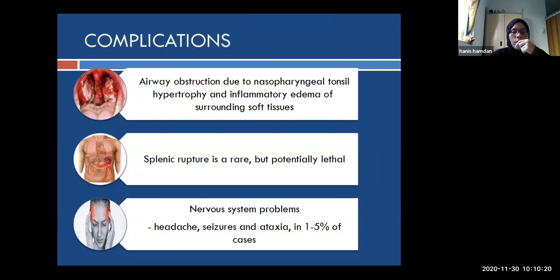Next are complications of infectious mononucleosis. First, the patient may have airway obstruction. Usually, airway obstruction is due to nasopharyngeal tonsil hypertrophy and inflammatory edema of the surrounding soft tissue. This can cause the patient to have breathing difficulty. Next, the patient also may have splenic rupture, but this is a very rare case, though potentially lethal and a life-threatening condition. Another uncommon complication is nervous system problems. The patient can have headache, seizures, and ataxia.